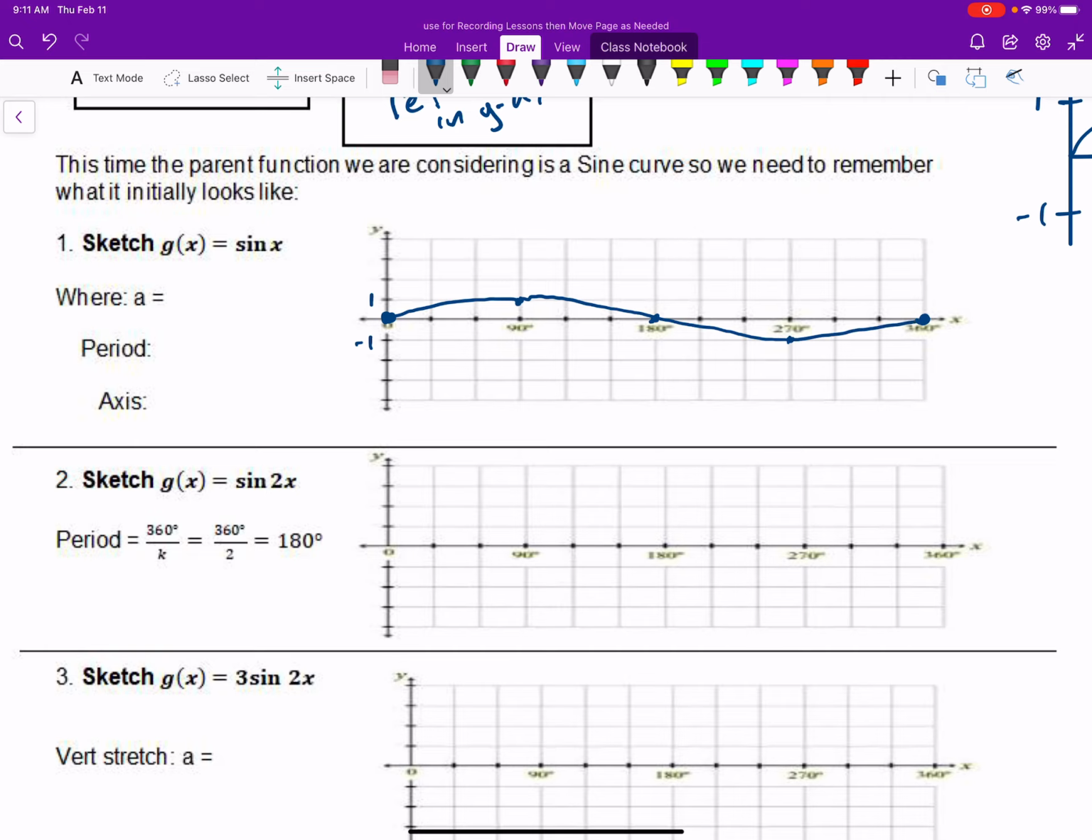A, the amplitude, remember A is vertical stretch, but A is also amplitude as far as periodic functions go. So the amplitude is 1 unit. The period is 360 degrees. In other words, one cycle starts at 0 and goes up to 360, and then it would repeat, assuming that we keep going. And the axis of the curve is that line that goes right down the middle like this, and that's on the x-axis, which is represented by the equation y equals 0.